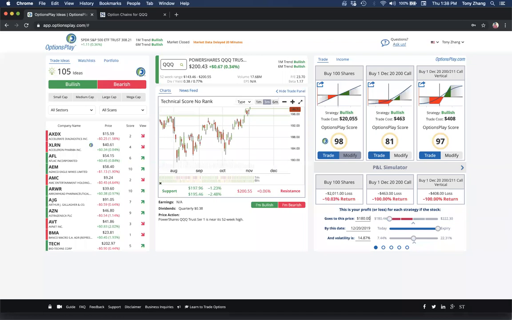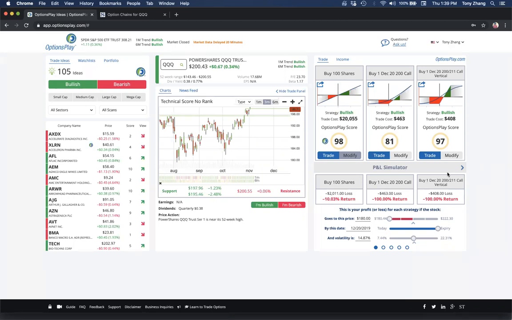This is exactly what we saw last year going into the Christmas. And if you had bought 100 shares of the stock, you're looking at about a $2,000 loss. If you bought a call option, $463 loss, a call spread, $408. So not only did I get the better return here on the vertical spread when I'm right, when I'm wrong, I risk the least amount of money.